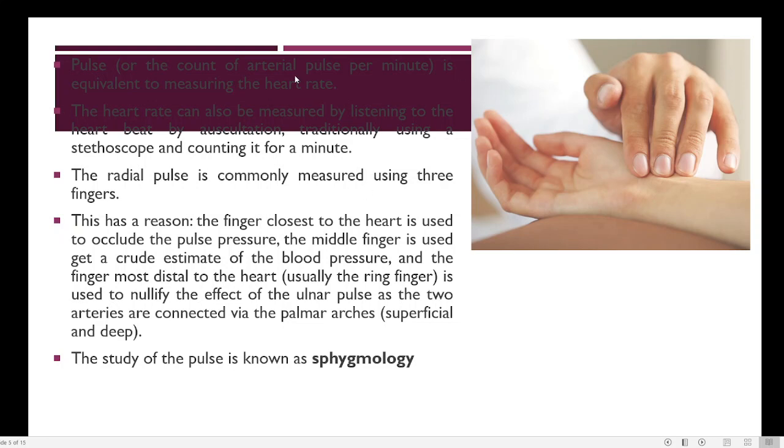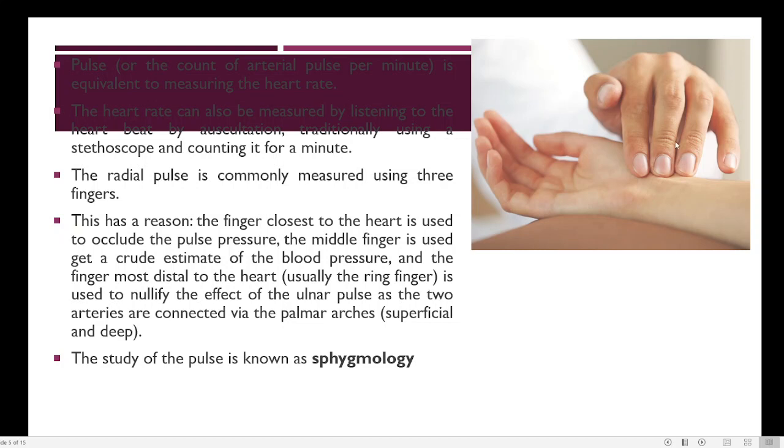Heart rate can also be measured by listening to the heartbeat, by auscultation. One way of directly listening is to place a stethoscope on your chest and listen to the heartbeat directly, counting how many heartbeats are present. But the same thing can be measured this way also. The radial pulse is commonly measured using 3 fingers.